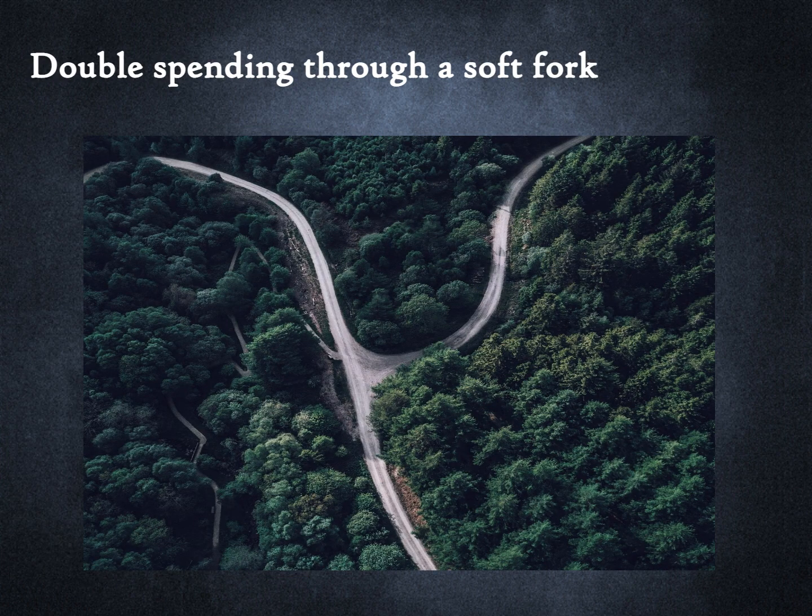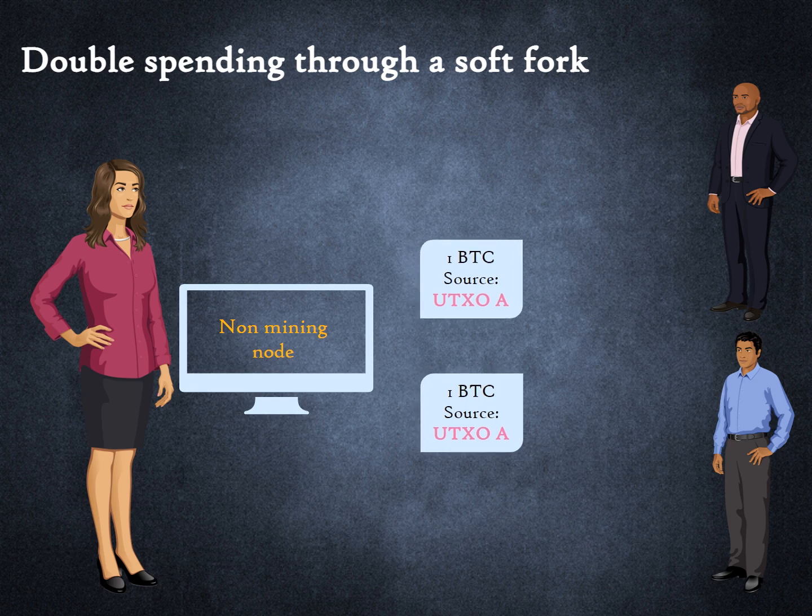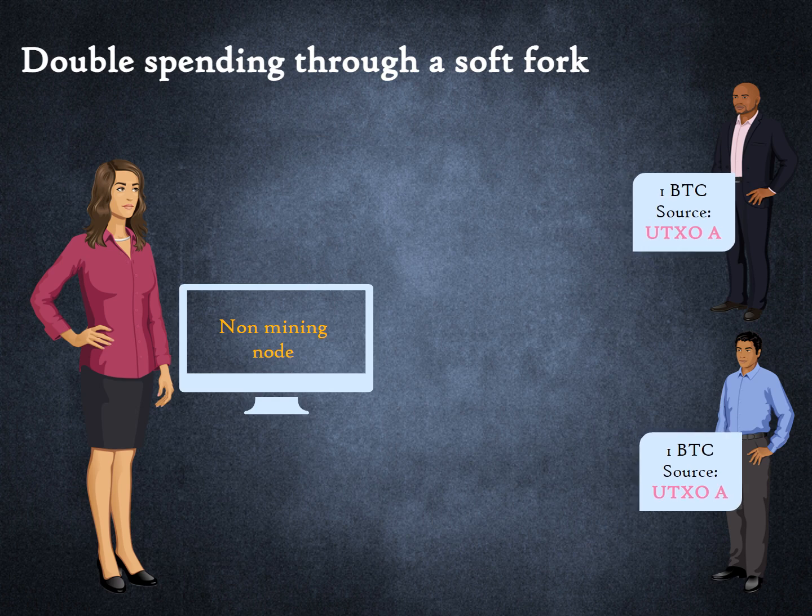We covered soft forks in the previous lesson. In case it has been a while since you covered the previous lesson, this would be a good time to revisit it. It will be easier to understand the upcoming discussion. Once again, the setup is the same. Alice sends 1 BTC to Bob and 1 BTC to Tom simultaneously.